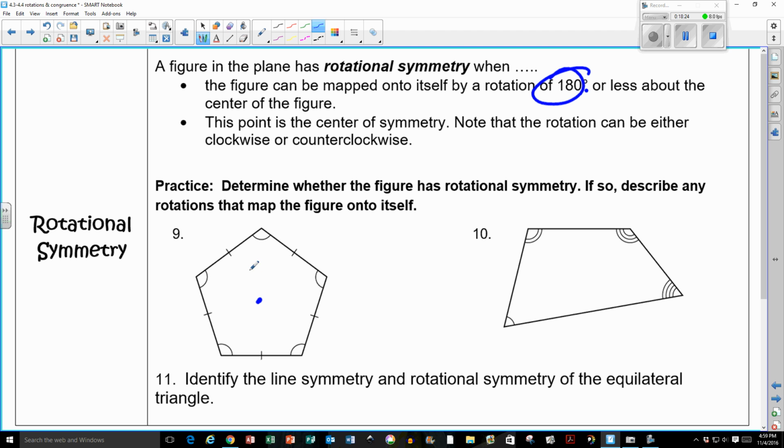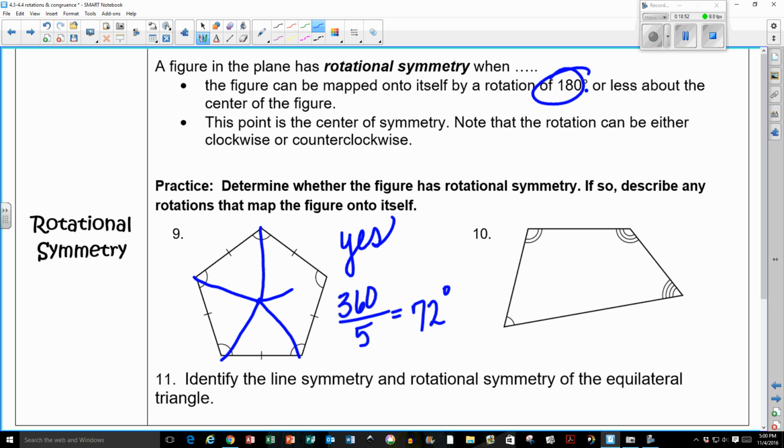To determine if this has rotational symmetry, yes, it does. You take 360 degrees and divide by the number of sides when it's regular, so when all the sides and stuff are the same, and you will get 72 degrees. If I took this point right here and rotated it 72 degrees, I would get there. Another 72 degrees, I'd get there, another 72, and another 72. So every time I rotate 72 degrees, I will get the exact same figure. This one, nope, there is no rotational symmetry there.